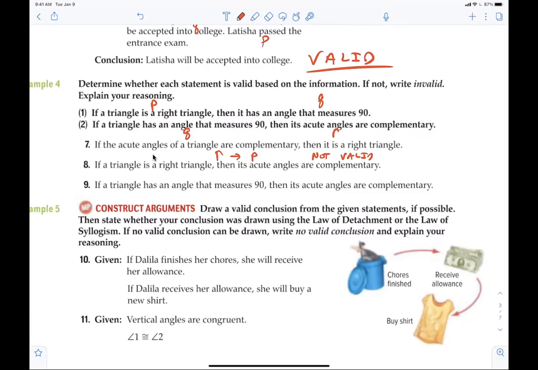All right, let's look at 8. If a triangle is a right triangle, then its two acute angles are complementary. So again, if a triangle is a right triangle, that's P, then its acute angles are complementary. Valid, right?